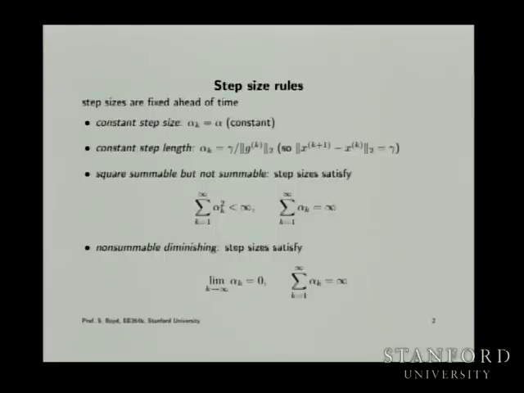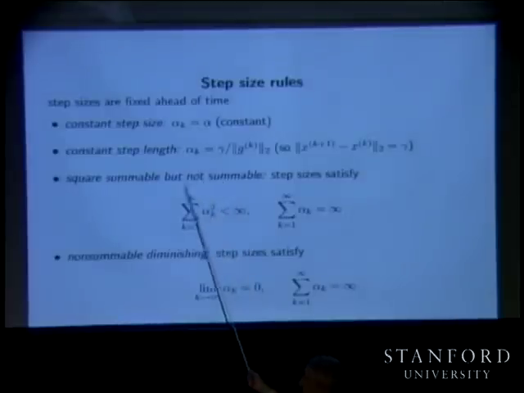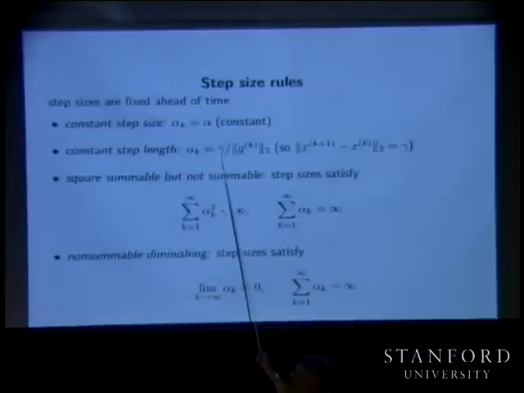You have a constant step size. Another one is a constant step length. That means that you get the subgradient here, you divide by its norm, and that means that the distance you step is exactly gamma. Okay? If you think about it, these are just ridiculous, highly, highly implausible rules for step lengths.